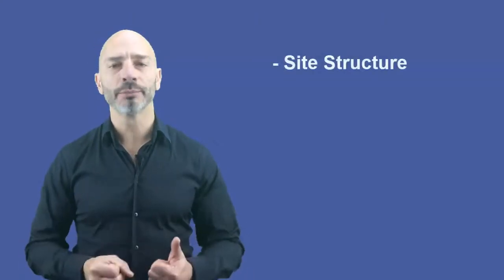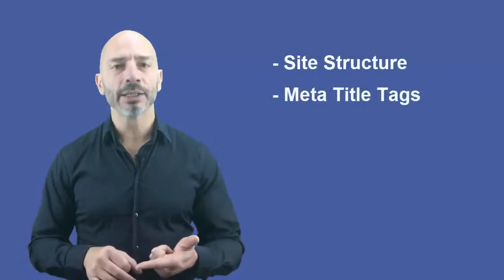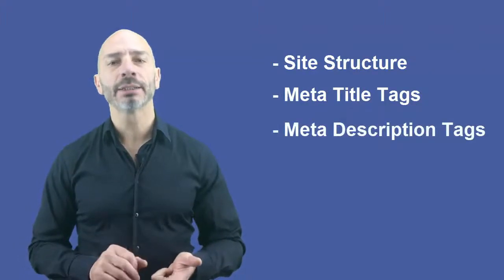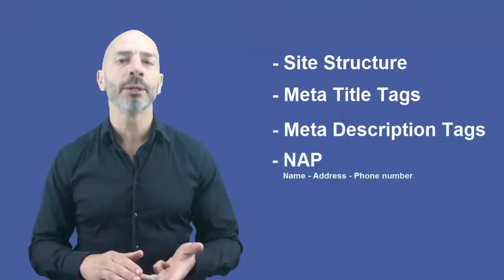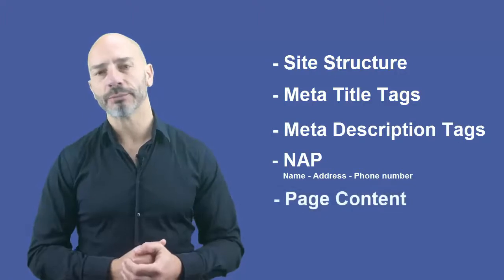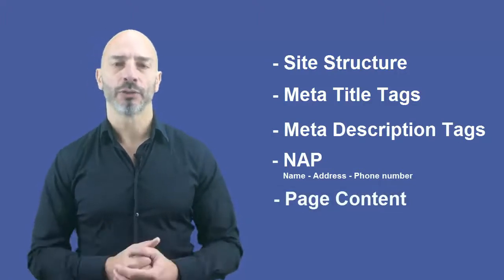When it comes to on-page local signals, your main goal is to tell search engines, and more specifically Google, what services your business provides and where your business is located. There are several key components you need to optimize on your web pages to do this, and they include your site structure, your meta title tags, your meta description tags, your NAP or name, address and phone number, and your page content. Let's start with your site structure.